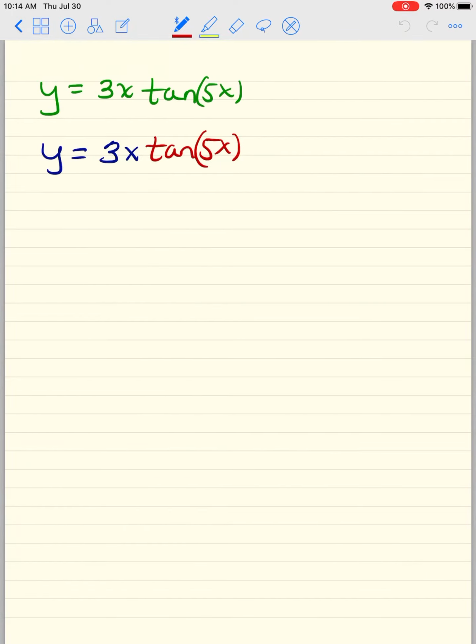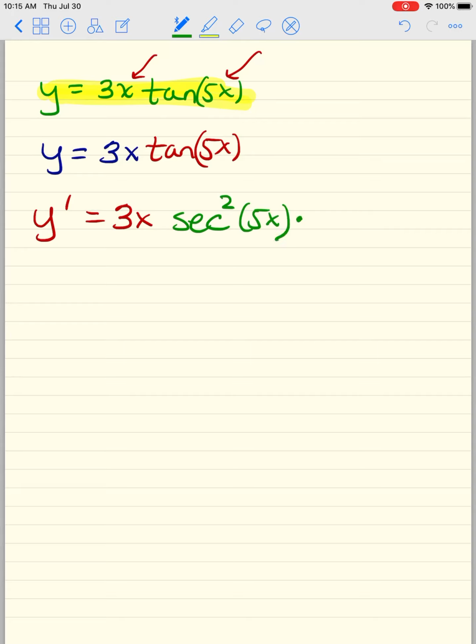The second one is y equals 3x times tan of 5x. Now this is a product rule because I see there's an x right there and there's an x right there. So I actually wrote them in different colors. So when I perform the product rule, I can say to myself, keep the first guy, which is 3x. Now I'm going to take the derivative of tan 5x. Now the derivative of tan angle is secant squared angle, always times the derivative of the angle.